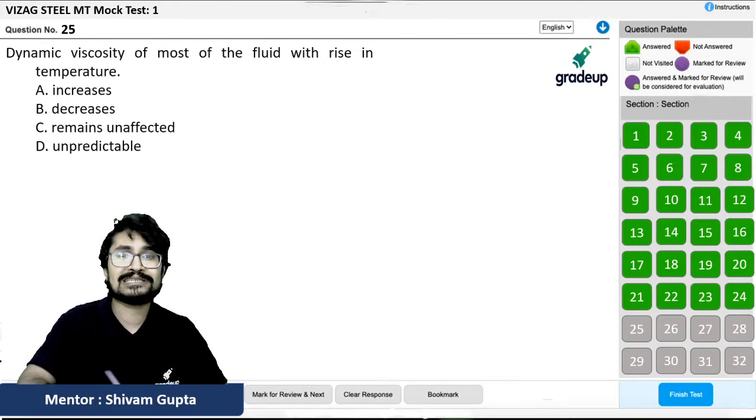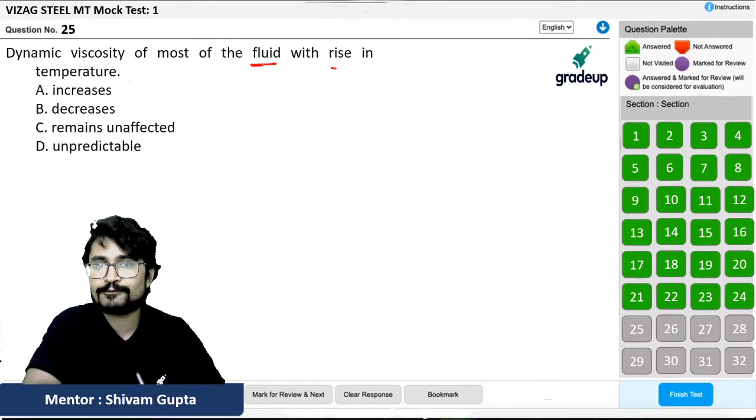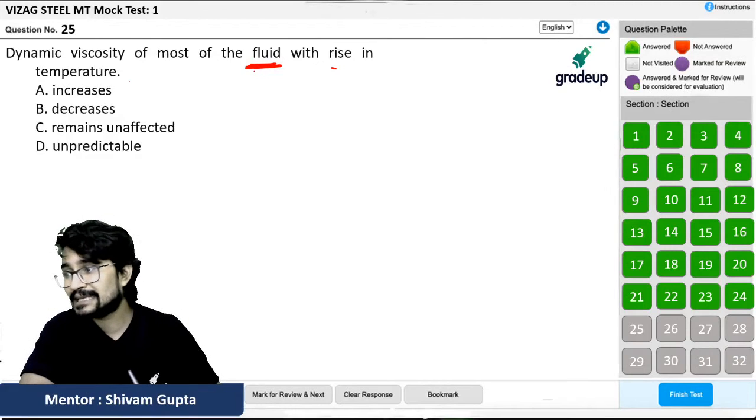Okay, now the question is: dynamic viscosity of most of the liquid with rising temperature. See, with most of the fluid, again it is what?